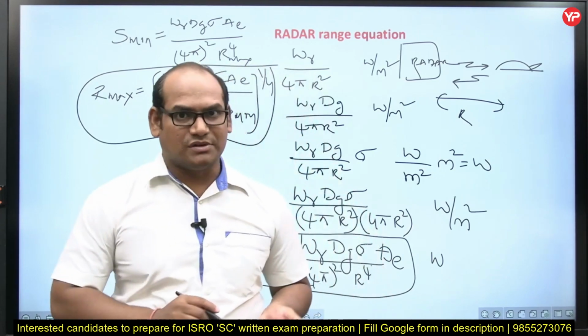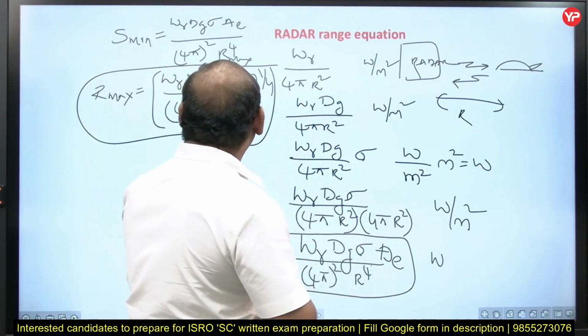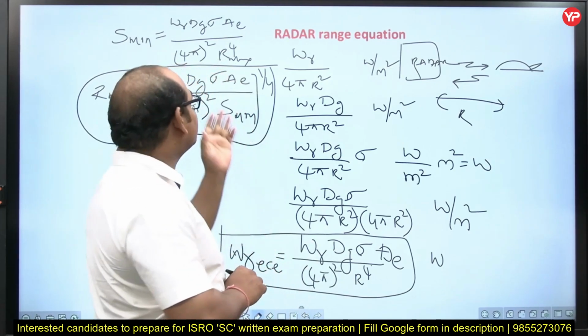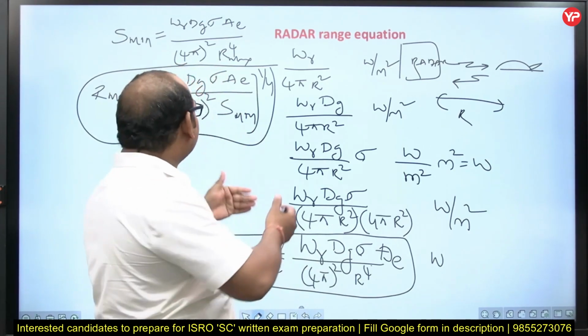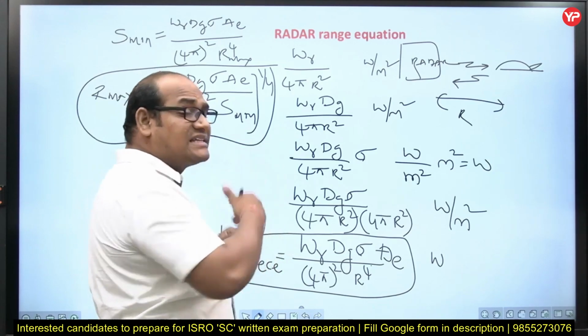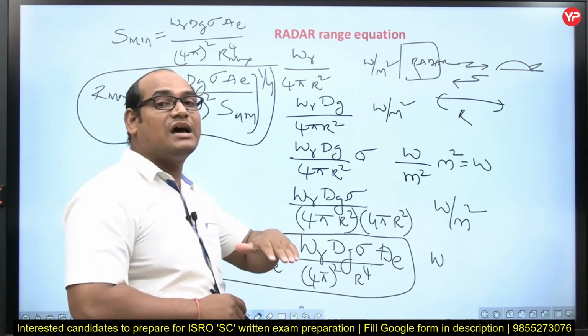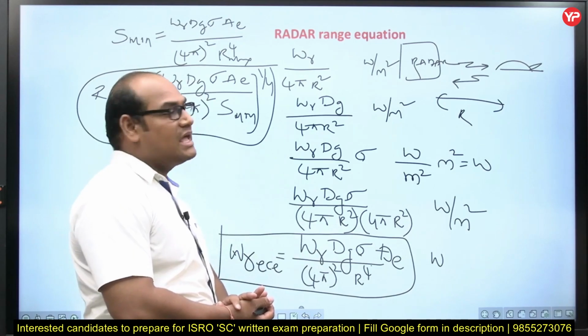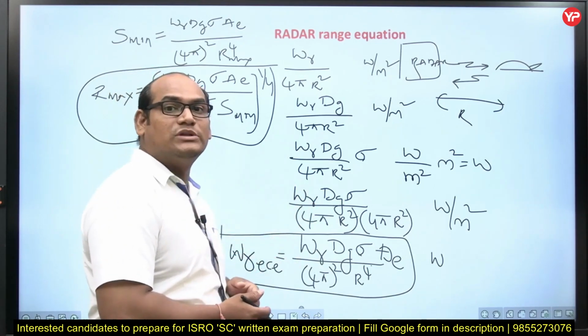Further we can modify this one, okay, by changing this DG or this AE, we can write the equation of this particular thing in terms of the wavelength also. So wherever it is necessary, you can do those modifications.